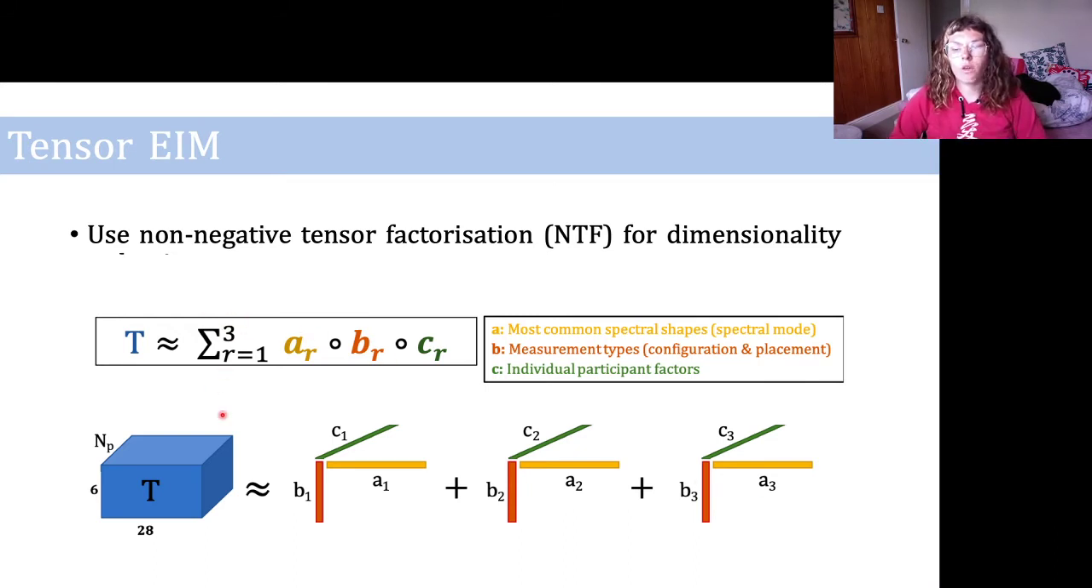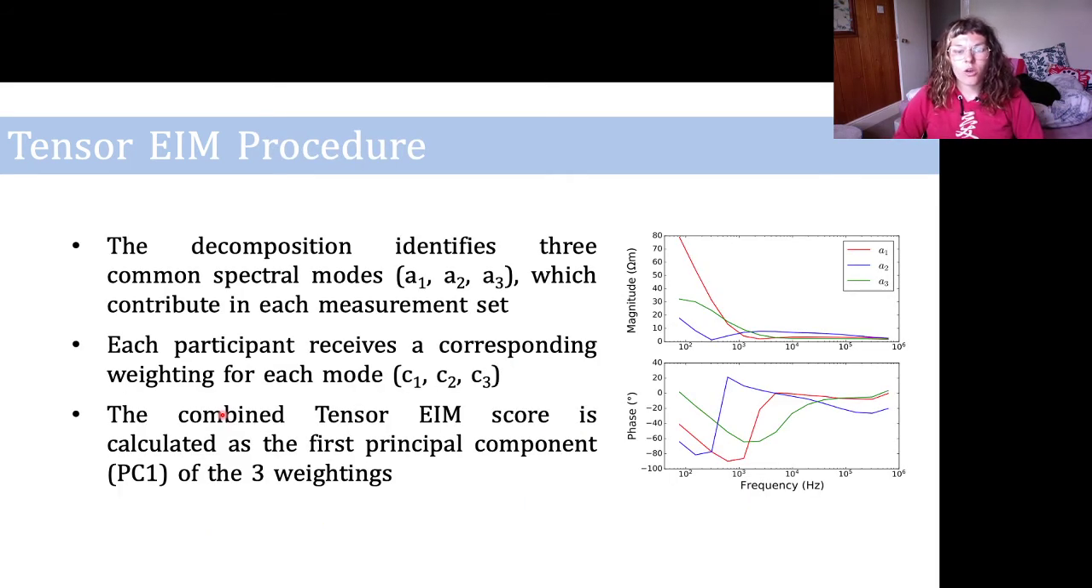So basically what this does is reduces the output down from 168 data points per participant to now just having 3 outputs. So doing this procedure, we identify 3 common spectral modes, A1, A2 and A3, which are shown here in their magnitude and phase spectra. And each of these will contribute to differing levels in all the measurement sets within the dataset.